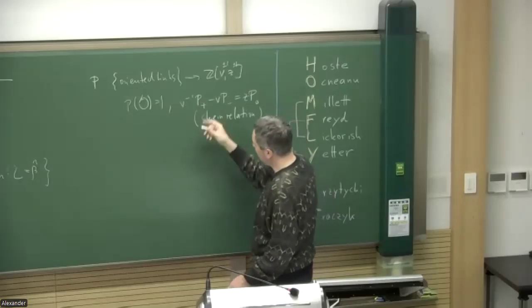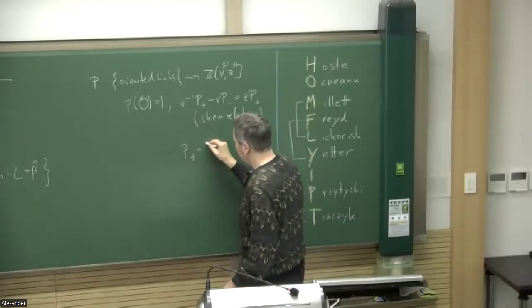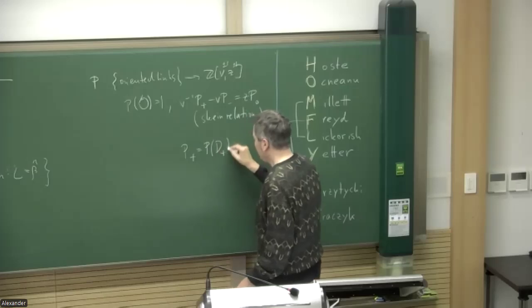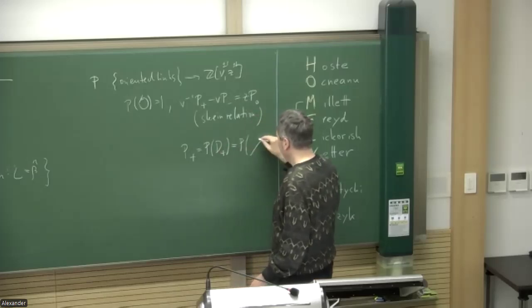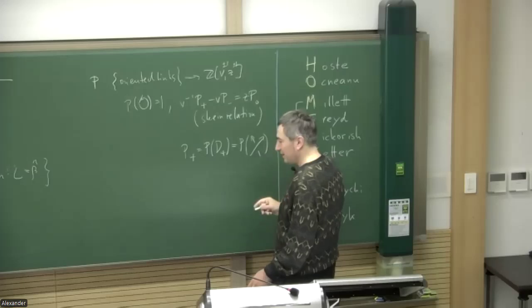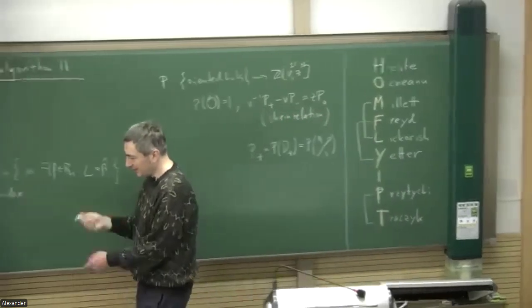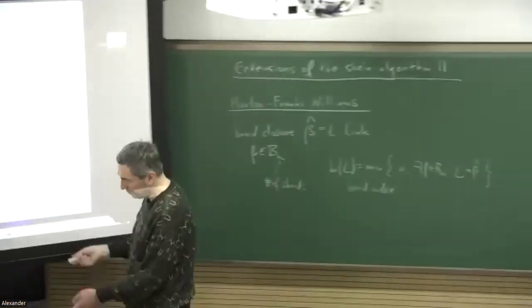And I recall that P_+ stands for P of D_+, a diagram with a fixed positive crossing. And then the other two diagrams are when you change it, and when you smooth it out.